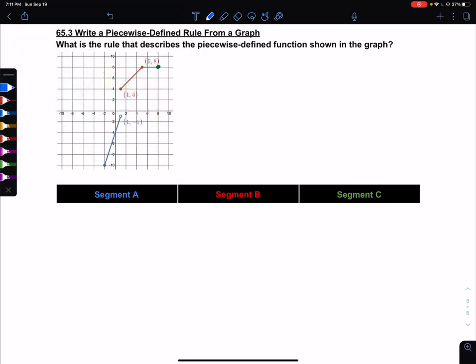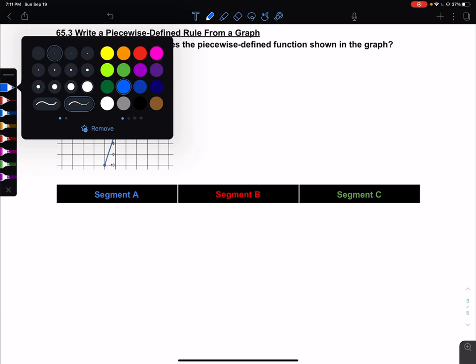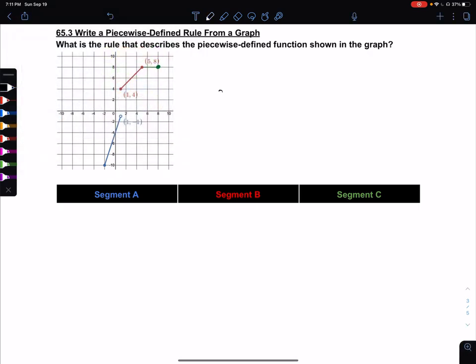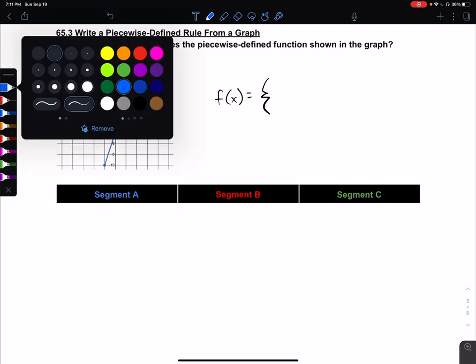So we're looking for some type of function. We want to know f of x is going to be equal to, so let's change that color. We're going to be saying that f of x is equal to something. And for this specific problem, we're going to have three parts, right? We have a blue section, a red section, and a green section. All right, so let's get into that.